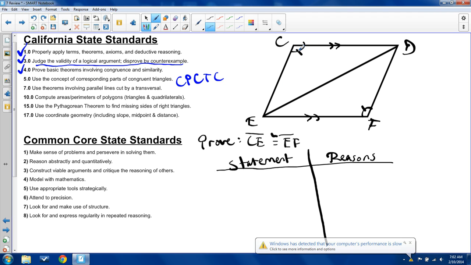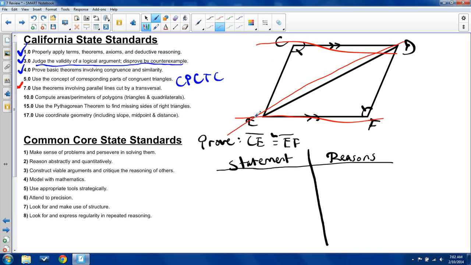Now, based on those givens, that can help you do some things. C and F, not so much. It can help you build a case of congruent triangles, but it doesn't really lead to other things, at least not yet. Okay, but CD and EF being parallel is important. Now, this does have to do with 7, by the way. Use theorems involving parallel lines cut by a transversal. These are parallel lines, and here's a transversal.